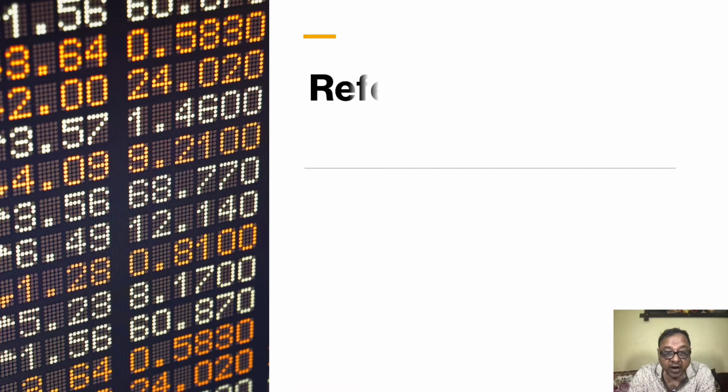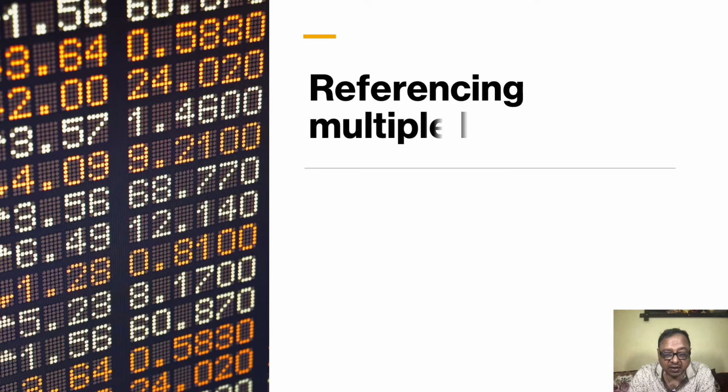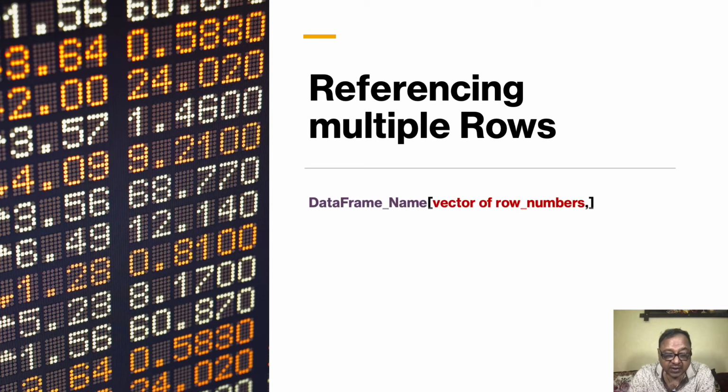So far, we have been referencing one row at a time. But what we can also do is that we can reference multiple rows at the same time. So let's see how to do that. The syntax for that is I give the data frame name, and within square brackets I give a vector of row numbers followed by a comma. We will be leaving the column number empty so that we see all the columns. So when we give a vector of row numbers, it will give me all the row numbers which are there in the vector, and thus I can see multiple rows at the same point of time.